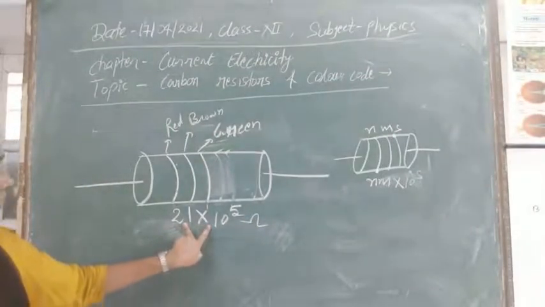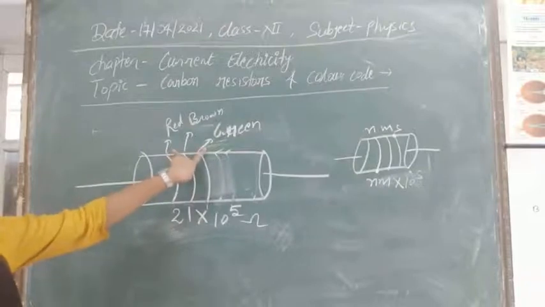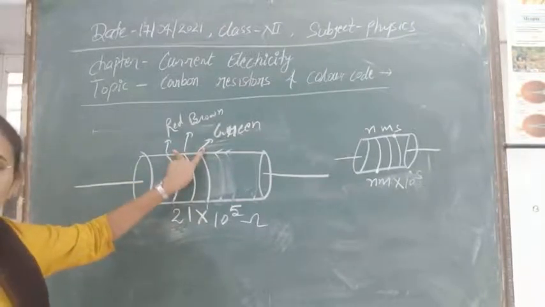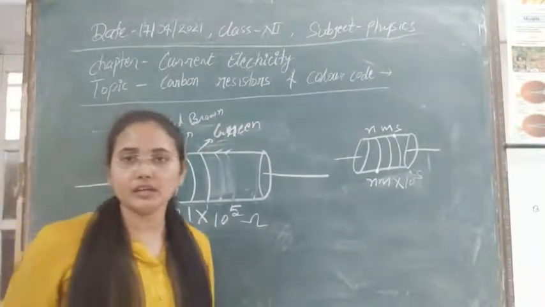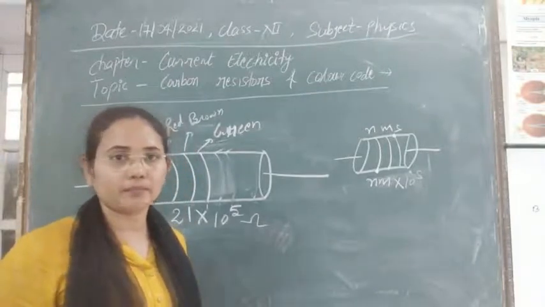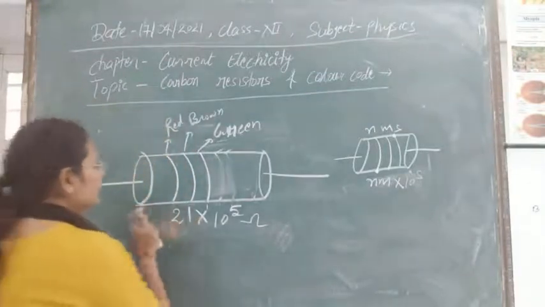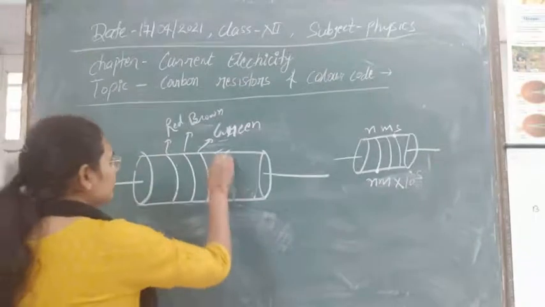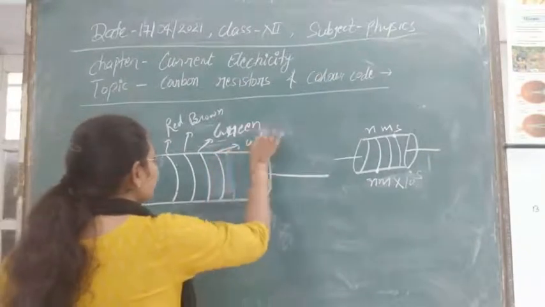This is 21 into 10 to the power 5, if these three colors are mentioned on the carbon resistor that we are using. For the fourth case, like we have used a fourth one also, this is white.